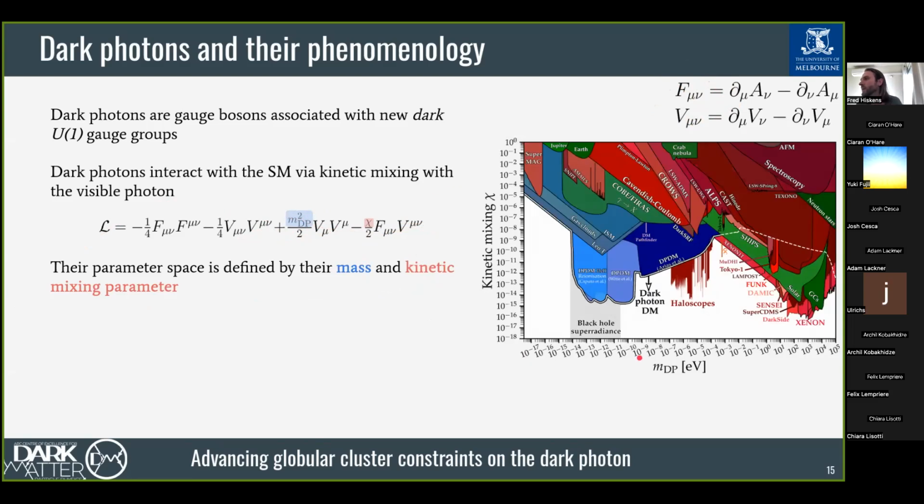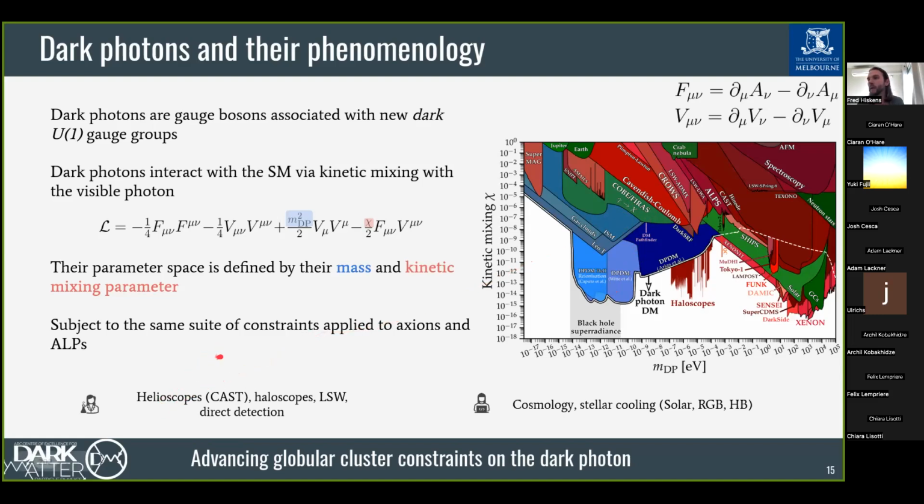And so what this looks like, again, using the plot available on the GitHub page, is this. So clearly, this is quite an inhabited parameter space by these different bounds. And one of the reasons for this is that, generally speaking, this can be subjected to a lot of the same constraints that are typically applied to axions and ALPs. So including on the experimental side, helioscopes, haloscopes, LSW, and also direct detection. And then on the phenomenological side, cosmology, but also our favorite, stellar cooling. And the stellar cooling ones are going to live in this bottom right corner over here on the plot. And so it's obviously this which I'm going to be focusing on.